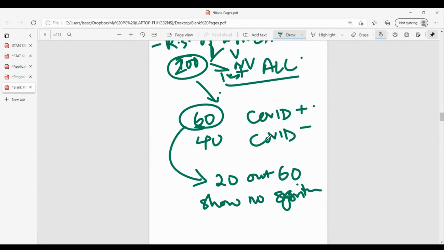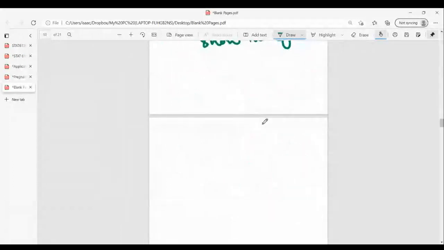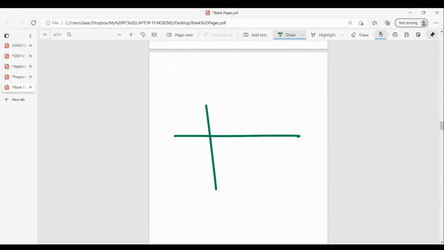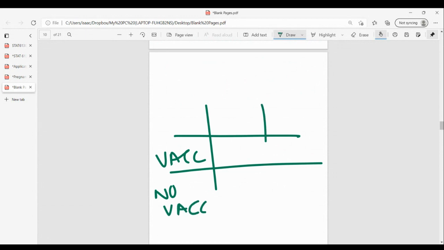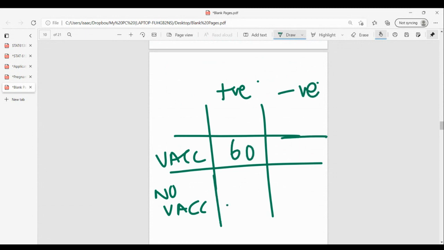So what you would eventually end up with is something like this. Now, there are many other variables I guess you could think about. So, unvaccinated, positive, negative, and maybe 60, 40, maybe 50, 50. Maybe you end up with this, right?